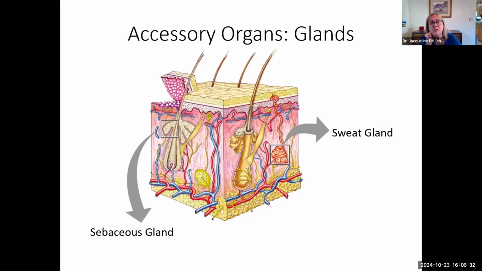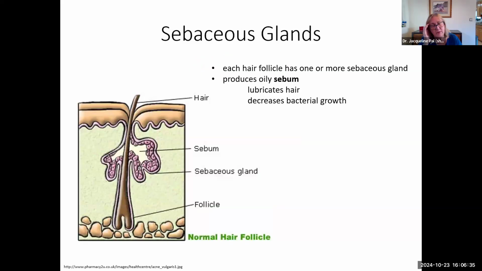So let's look at these two types of glands in a little bit more detail, starting with the sebaceous gland. Every single hair in your body, every single hair follicle has one or more sebaceous glands. The whole point of a sebaceous gland is to produce the oily substance. The name of the oily substance is sebum. That's where this gland got its name. Sebaceous is from that word sebum. So sebum is an oily substance, and as the hair grows out, it coats the hair and lubricates it.